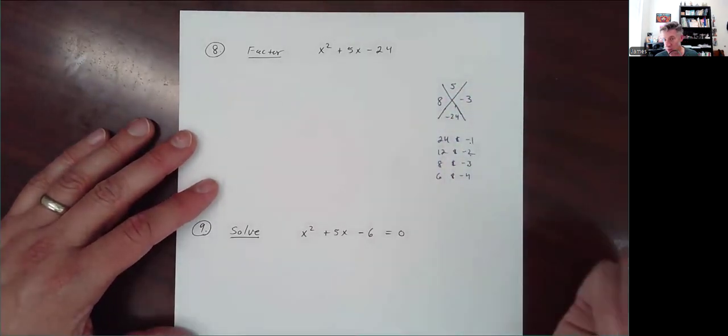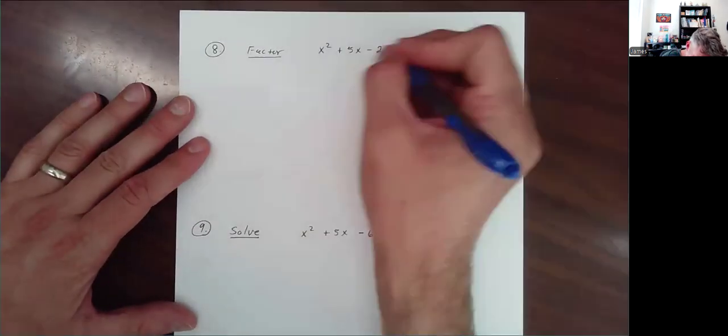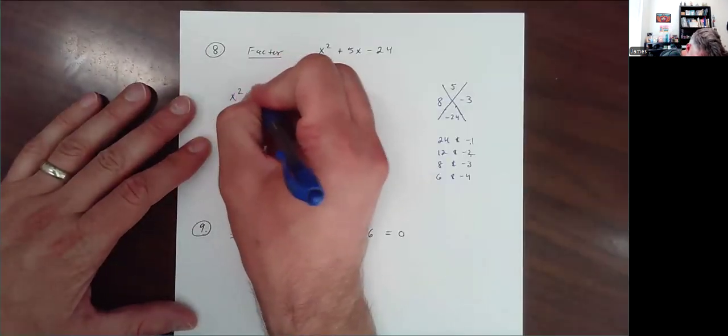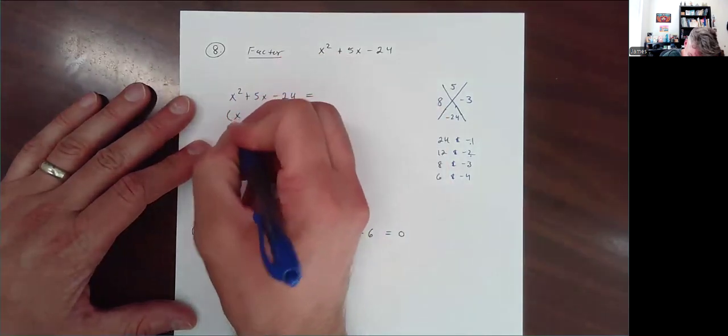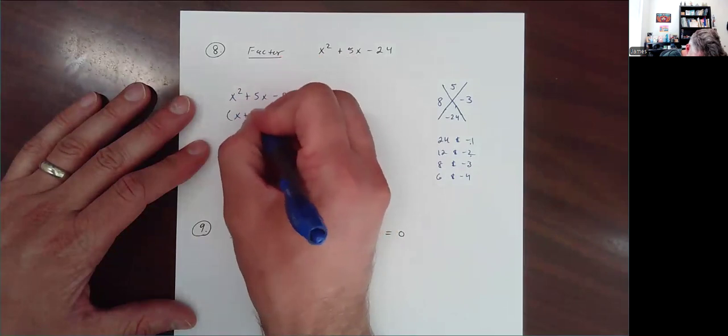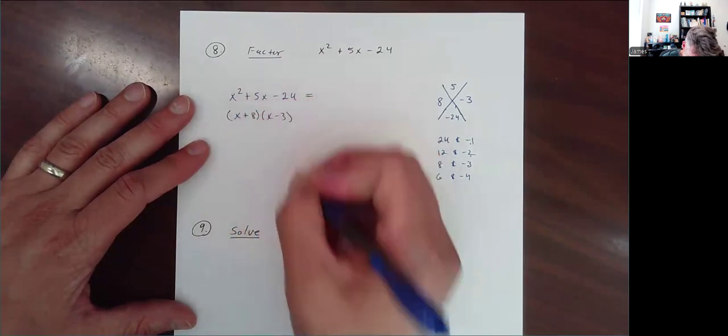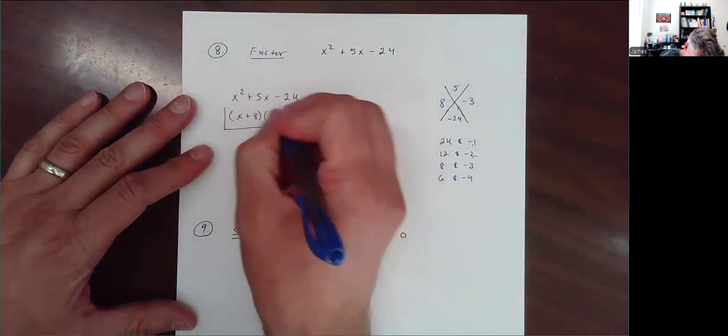6 and -4 add up to 2. So this is going to factor as, I'm just writing it over here, x squared plus 5x minus 24 factors as x plus 8 times x minus 3. That's the whole answer.